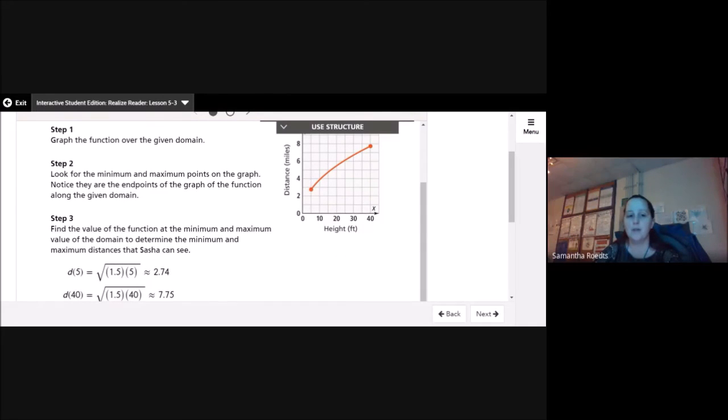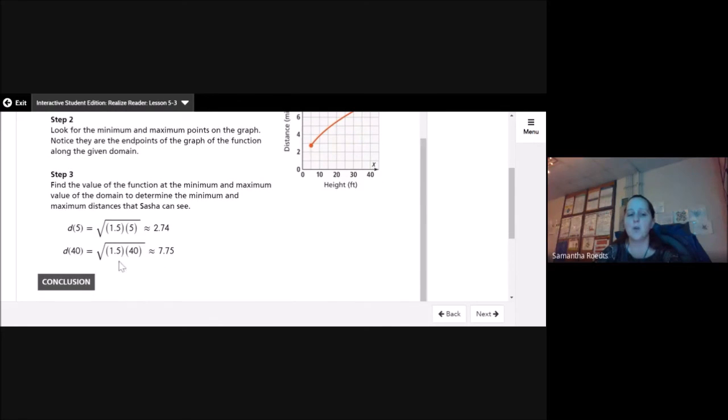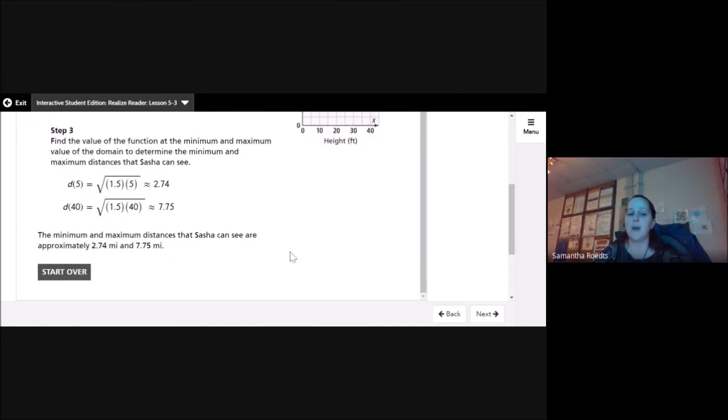So for 5, 1.5 times 5, the square root of that is approximately 2.74. And for 40, 1.5 times 40, the square root is approximately 7.75. So the minimum and maximum distances that Sasha can see are approximately 2.74 miles and 7.75 miles.